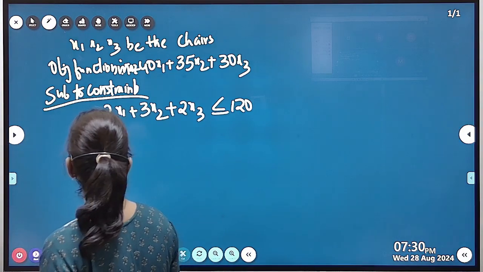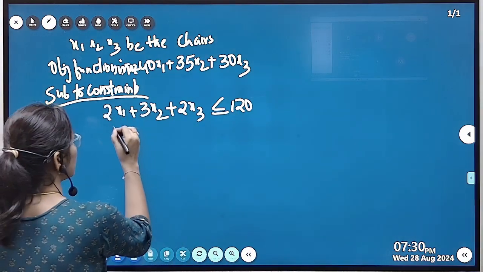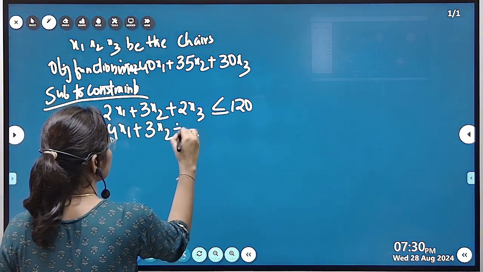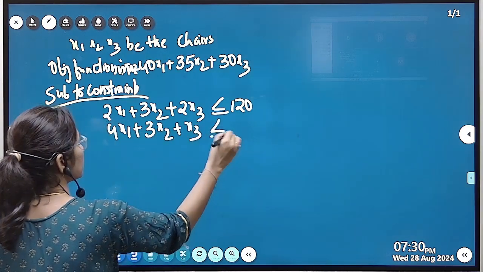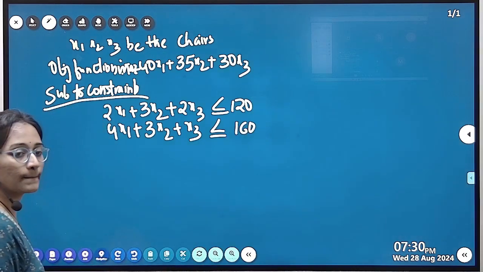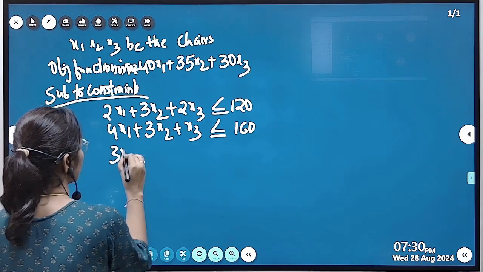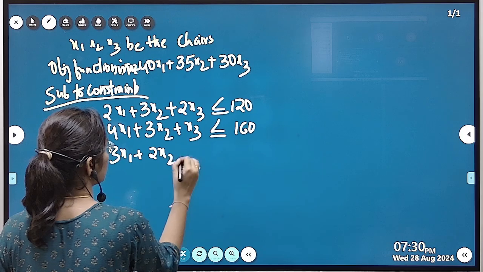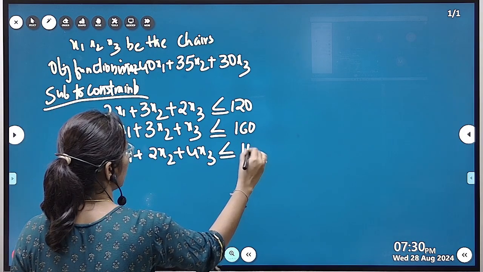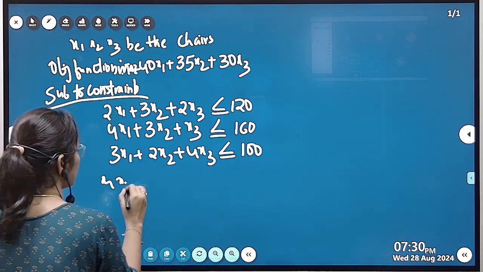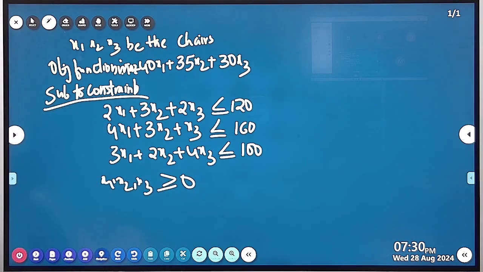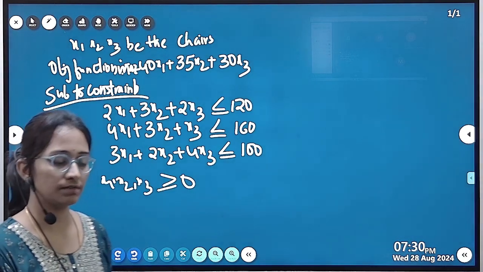So next, tell me second year. 4x1 plus x3, 160. Next, 2x2 plus 4x3, 100. So x1, x2, x3 should always be greater than 0. Okay, clear everyone?